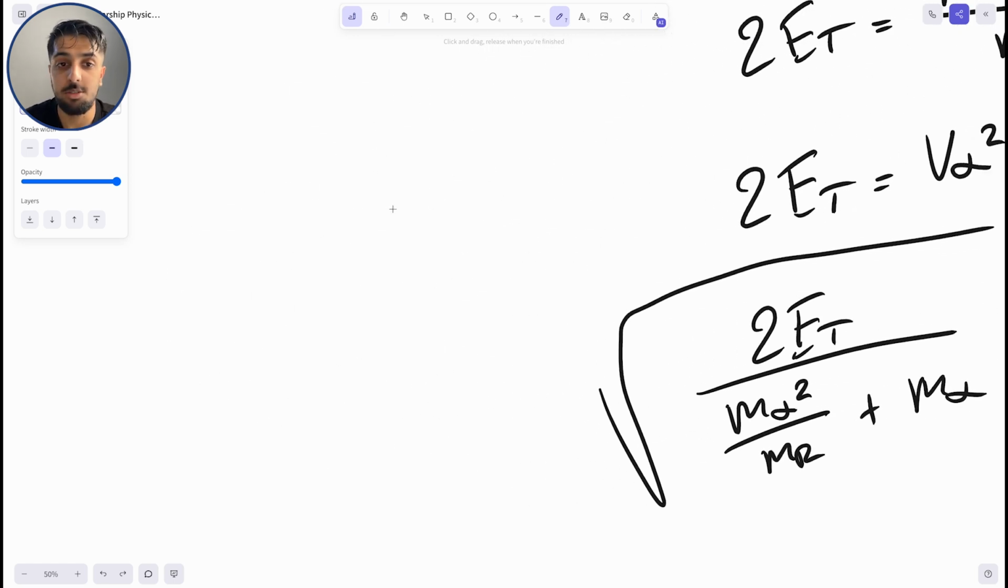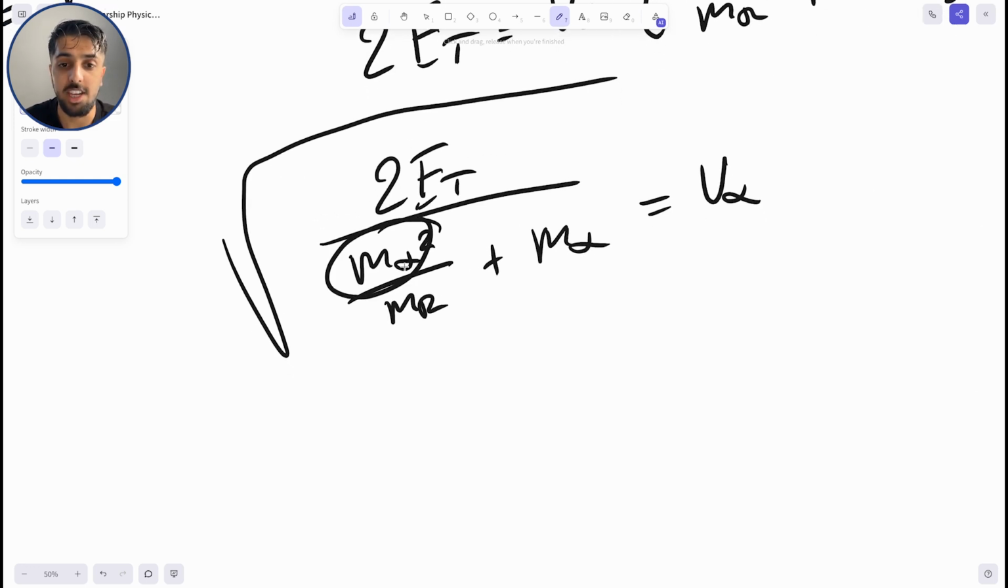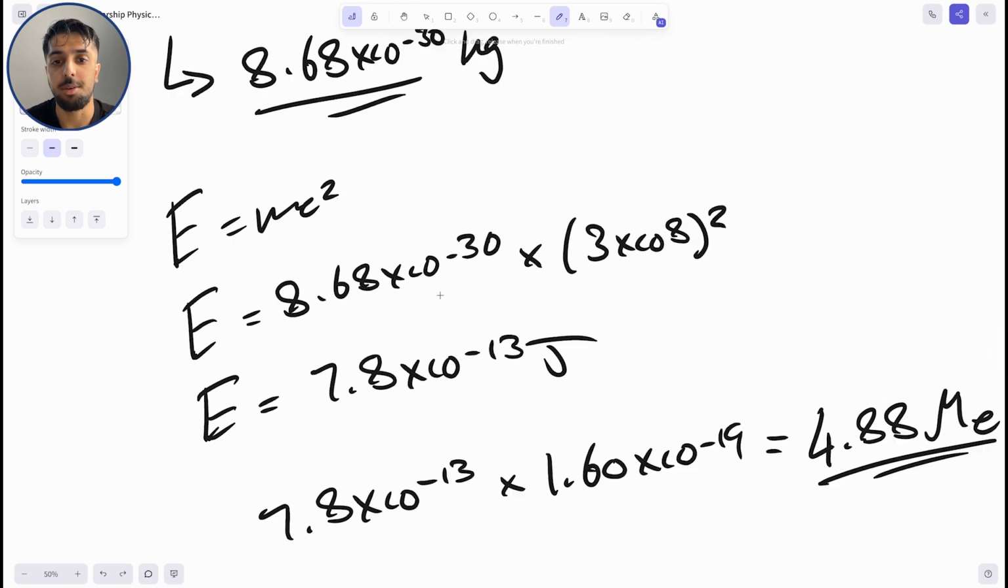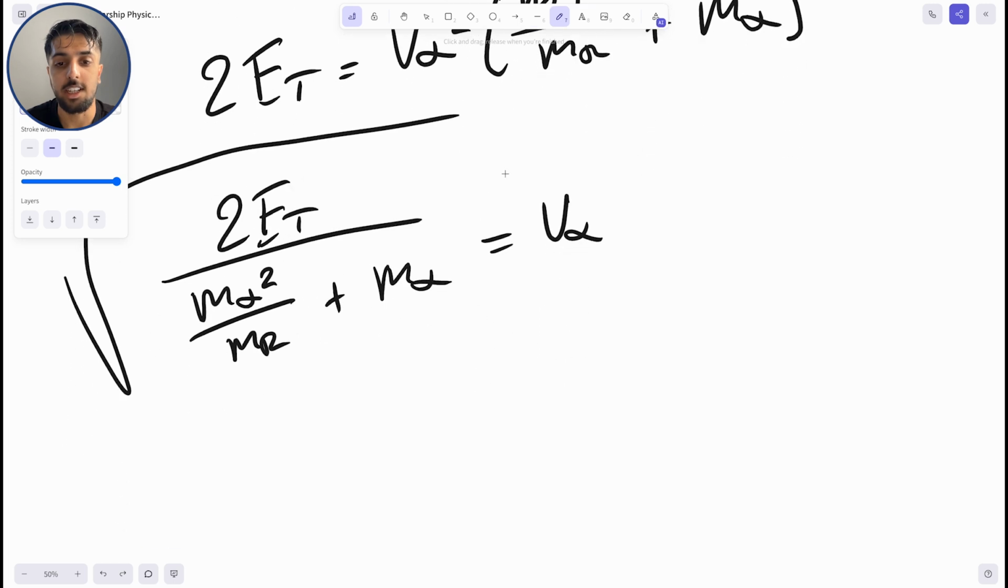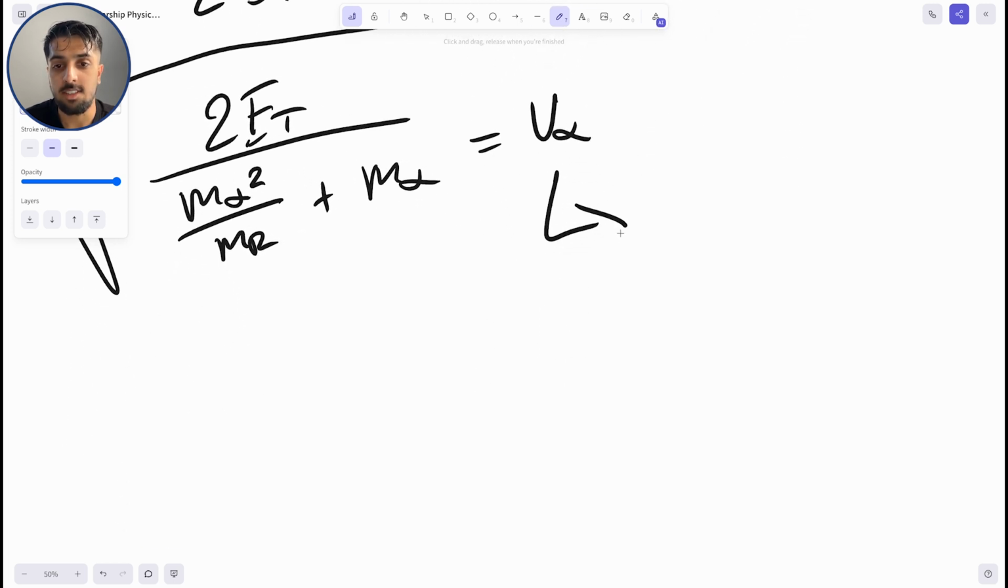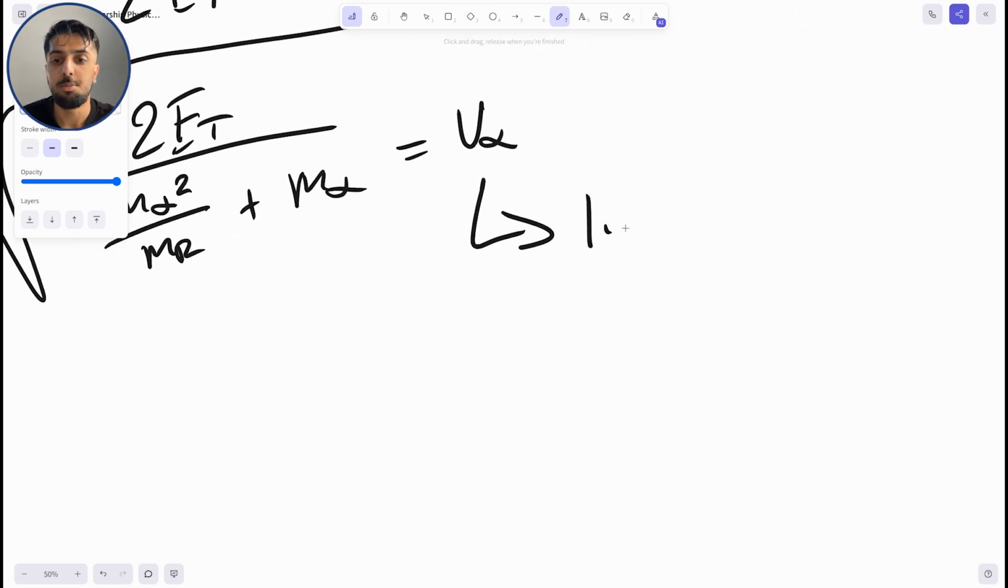In the previous question, we found out that our total energy is equal to 7.8 times 10 to the negative 13. And we also have the mass of the alpha particle and the mass of the radium particle as given up here. So plugging in those numbers, we get a velocity of 1.52 times 10 to the 7 meters per second.